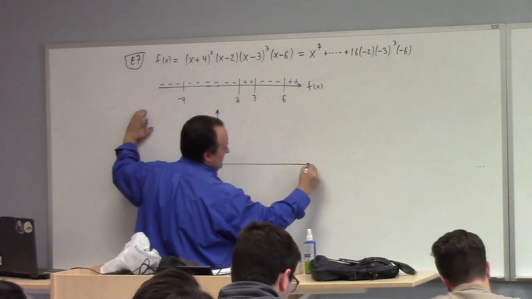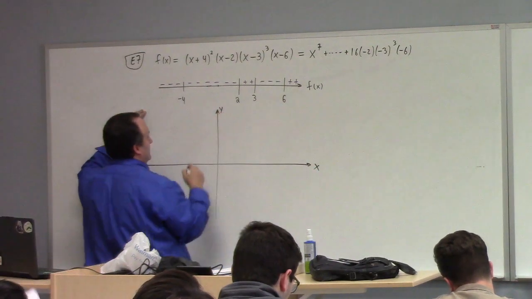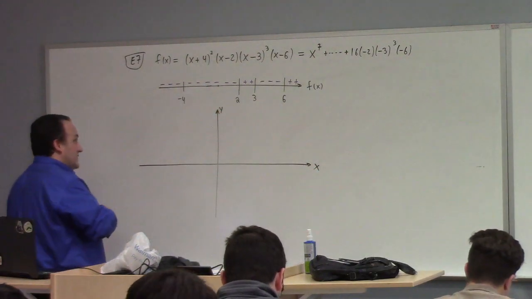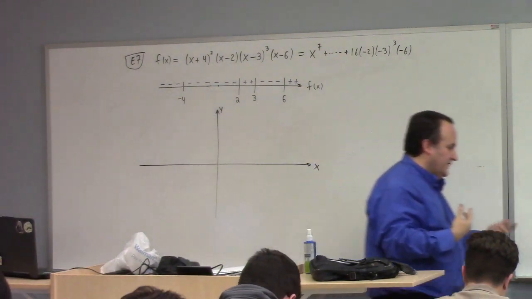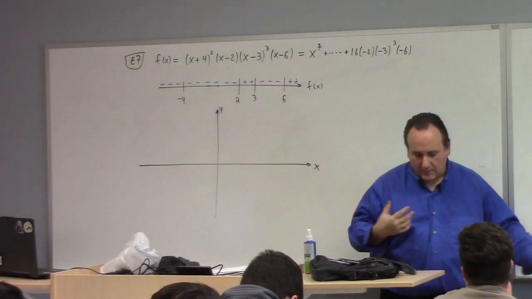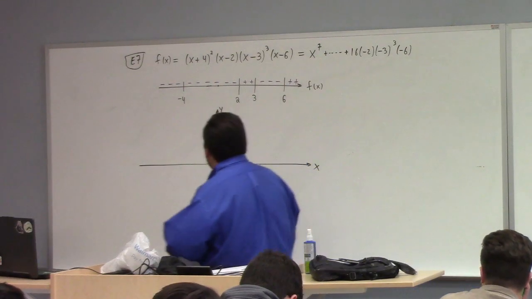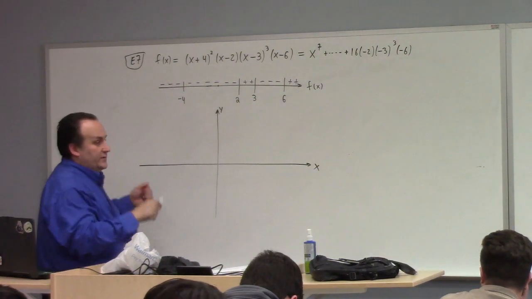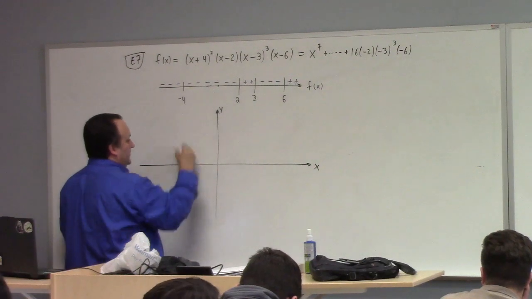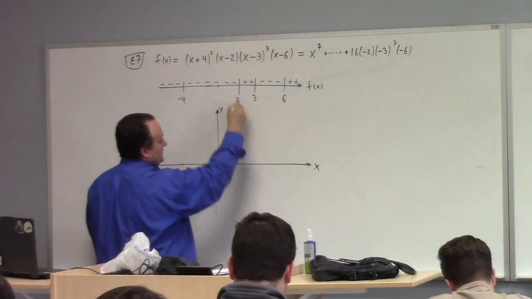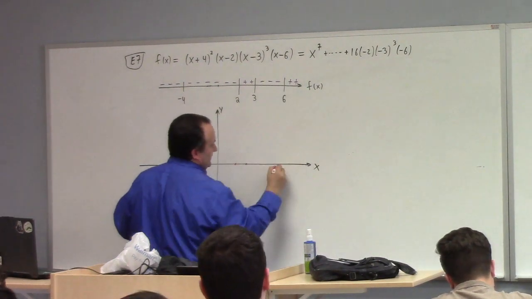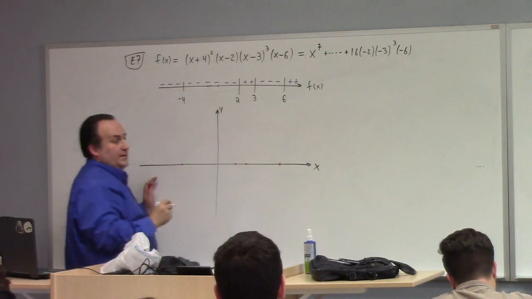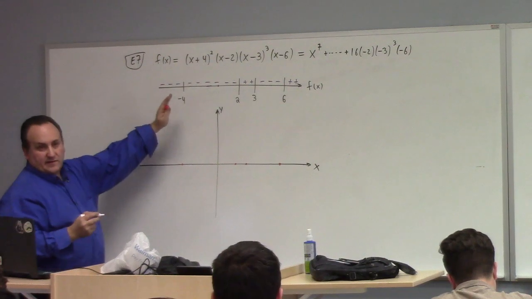So if that's the case, and this is just a sketch of the graph, all right? By sketch we mean that it has the features that are most important. The features that are most important for a polynomial are its zeros and its general shape. So this has zeros at minus 4, at 2, at 3, and at 6. All right? And I can just follow the sign chart.